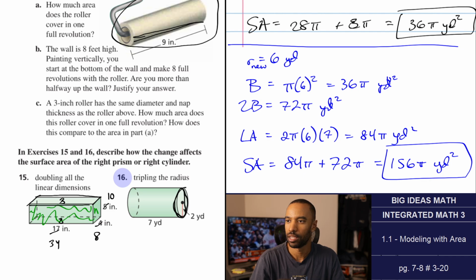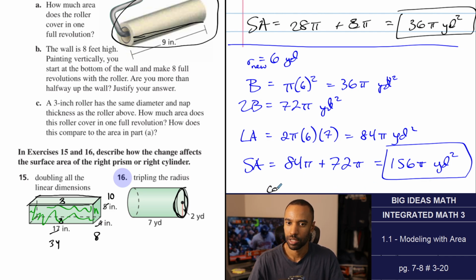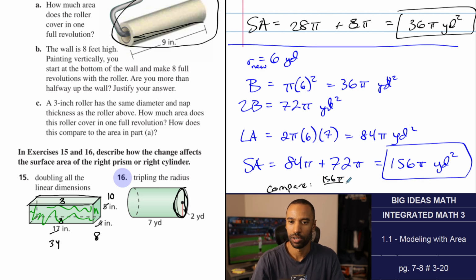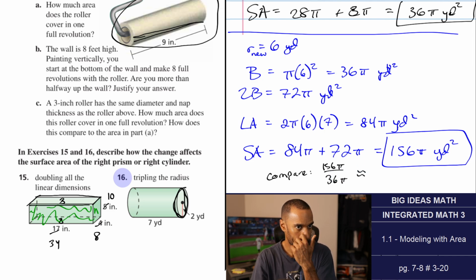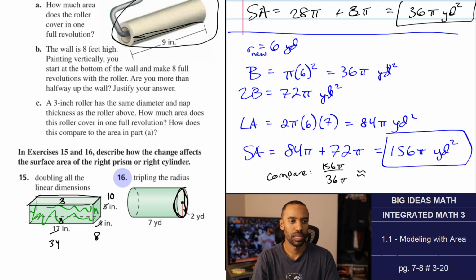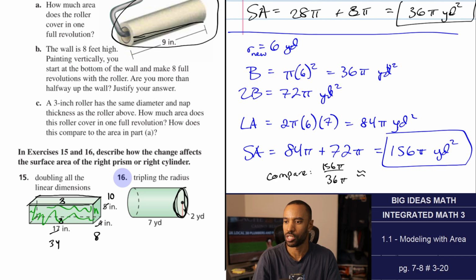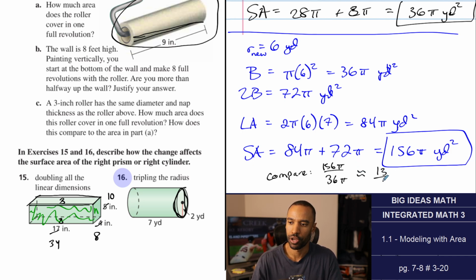Can you see what I write here? I think so. Let's try this. Compare 156 pi over 36 pi is about, and I don't know, 4.3 repeating. Let's get the fraction version of that. Let's kind of make it an improper fraction. Let's reduce it. So 13 thirds. So 13 thirds times larger.